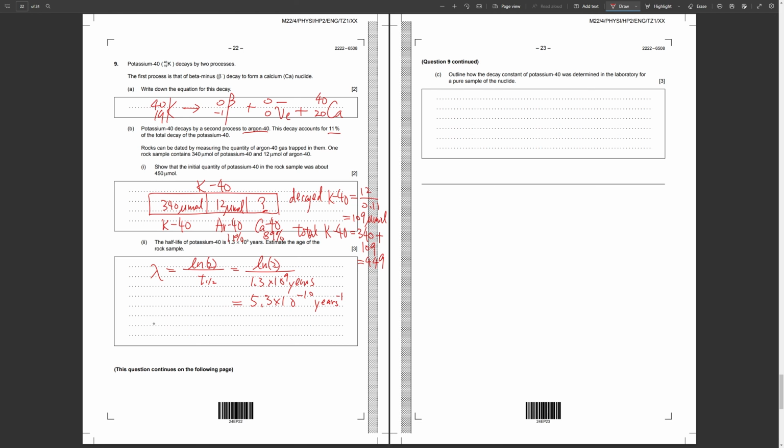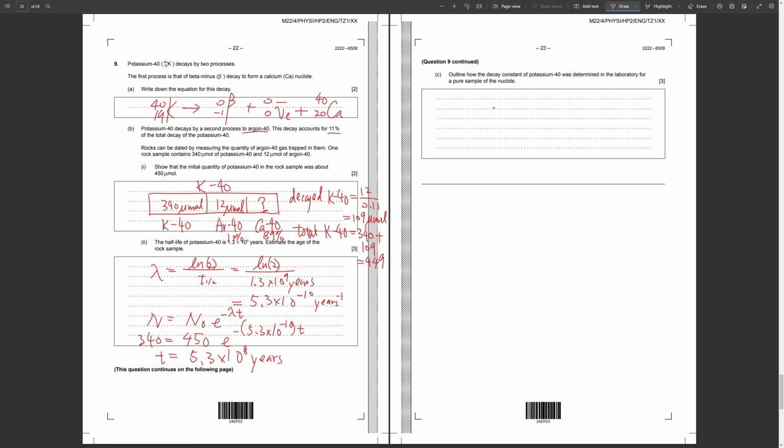Next, we compare the before and after decay amounts of particles. N equals N sub 0, e to the power of negative lambda t. N is the current number of particles, which is 340. N sub 0 is the original number of particles, which is the answer in part 1, 450. The lambda is the one we had above, 5.3 times 10 to the power of negative 10, and t is the time, the answer here. Just rearrange them and you will get 5.3 times 10 to the power of 8 years.